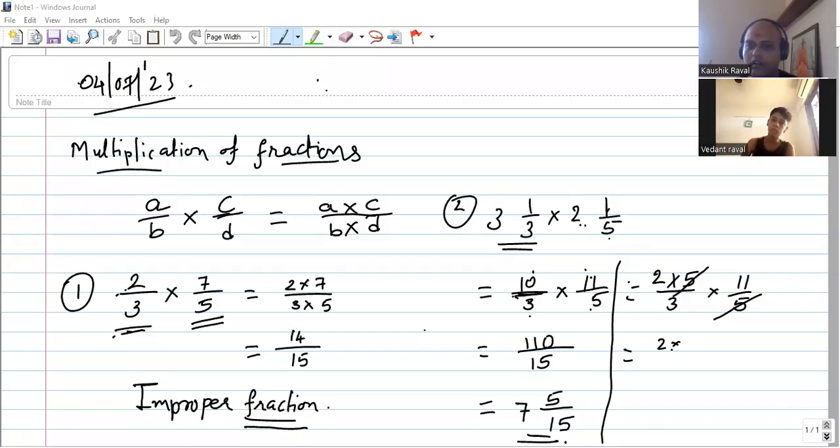So here we are, right? 2 into 11 divided by 3. Now these three numbers are completely unrelated. All of them are prime numbers, right? So we can write this as 22 by 3. And then you have to convert this number. This is an improper fraction. From an improper fraction, you have to convert it into a mixed fraction. What will you do? How will you do it?